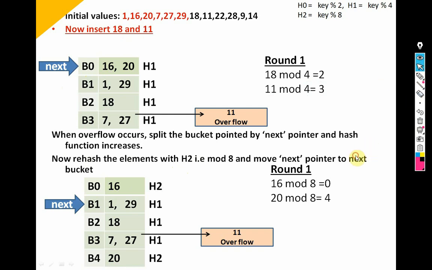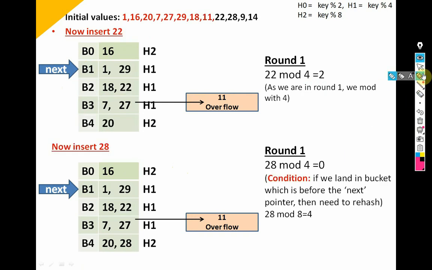We will insert some value. I am inserting a value 22. The 22 mod 4 is 2. Means the 22 is to be placed in the second bucket. In second bucket we need to place 22. Right? It is being placed.